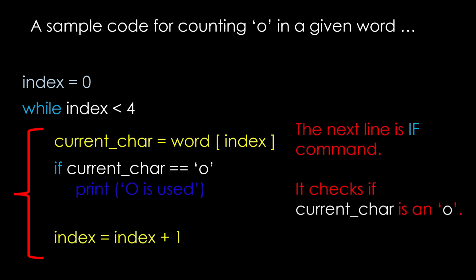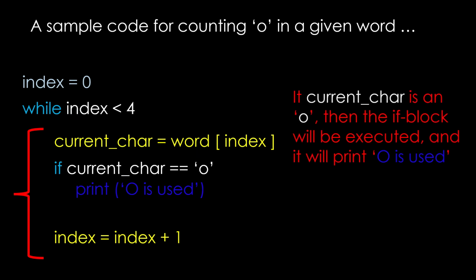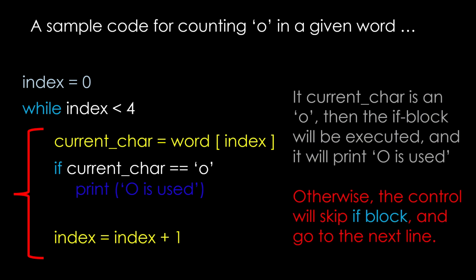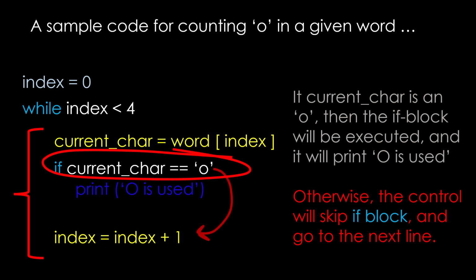The next line is an if command. It checks if current_char is an O. If current_char is an O, then the if block will be executed and it will print O is used. But if the current char is not an O, then the control will skip the if block and will go to the next line. Notice that this is an example of an if block without any else block.